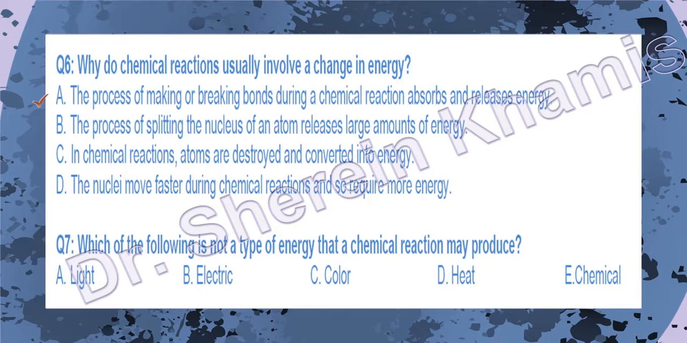Which of the following is not a type of energy that a chemical reaction may produce? We have light, electric, color, heat, and chemical. We want to know which is not a type of energy. We have light energy, electric energy, heat energy, and chemical energy, but the wrong one will be color. It's not an energy. Okay, let's go to question 8.